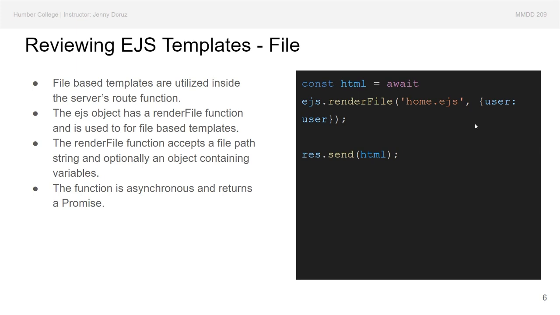Have we understood how we can link EJS files and why we would link it internally and externally? Inline and external file-wise? Okay, you get the point of using await, right? So the file-based templates are utilized inside the server route function. The EJS object has a renderFile function and it's used for file-based templates. The renderFile function accepts a file path. So you need to specify that we want to render home.ejs.